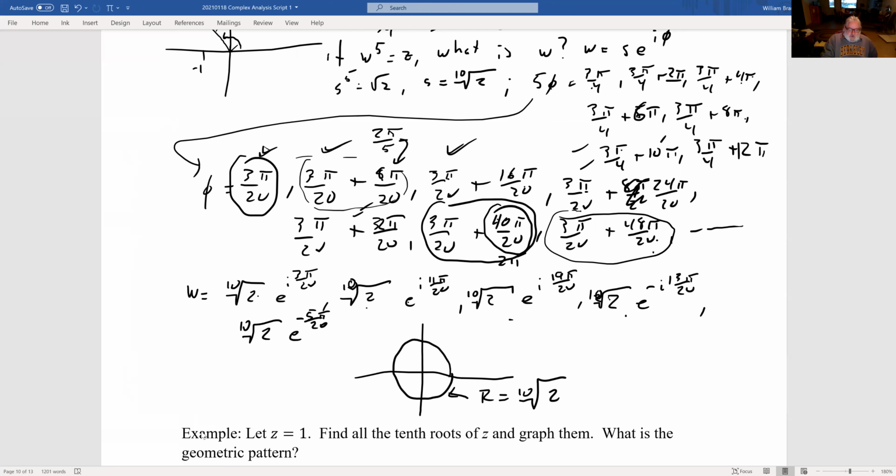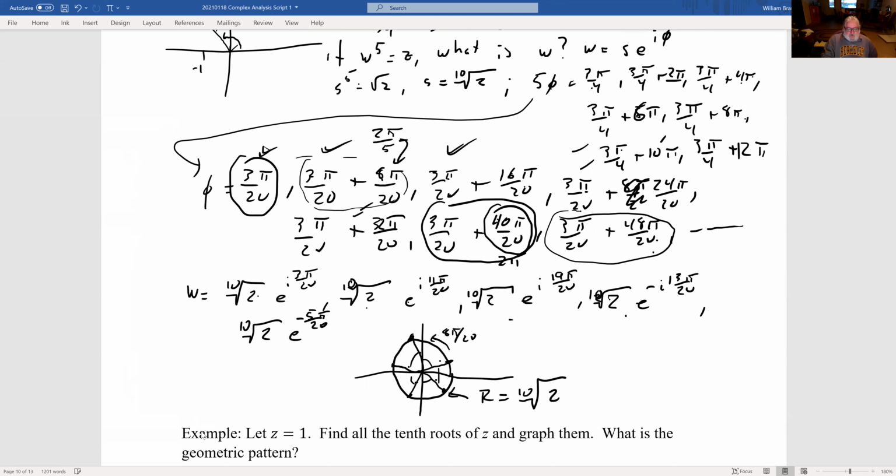3 pi over 20, well, you break the circle up into 40 angles. 3 pi over 20 is here, and then we go up 8 pi over 20 to 11 pi over 20, which will be about here. And this distance is 8 pi over 20, so we go up by that much. And then we go another 8 pi over 20 to get to 19 pi over 20. And then we go another 8 pi over 20 to get to minus 13 pi over 20, and then down to that. So they're equally spaced around the circle. There's 5 of them, and they're equally spaced around that circle.